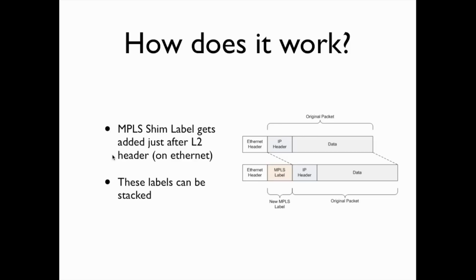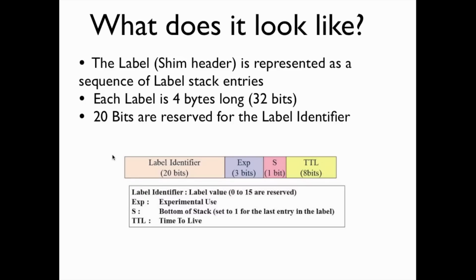And an interesting thing to note is that these labels can be stacked on top of one another. So, what does it look like? Basically, the fields inside this MPLS tag are an identifier, experimental bits, the same as the IP experimental bits, for things like quality of service, a little flag to represent whether it's the bottom of the stack, and a time to live. Time to live, experimental, that stuff's very similar to how IP works. In fact, I believe the TTL value even gets copied in when the MPLS tag gets created.